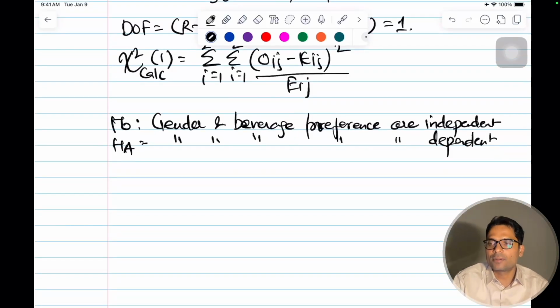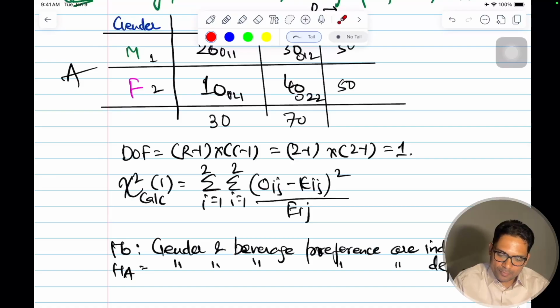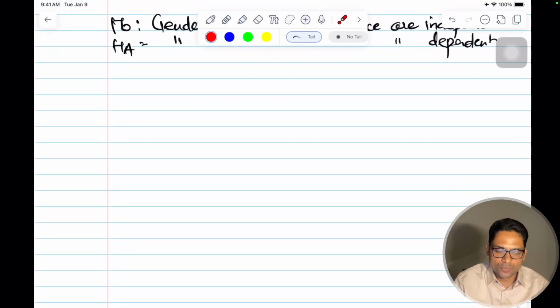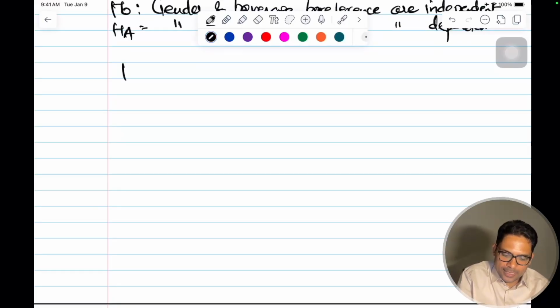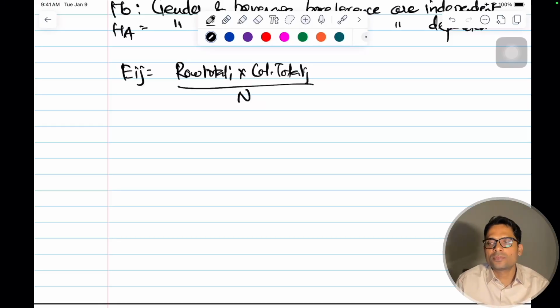So let's calculate them. All the O_ij I have, these are the observations. Now we have to calculate the E_ij. So E11, E12, E21 and E22 need to be calculated. So what is your E_ij formula? This is your row total of i into column total of j by n, the total number.